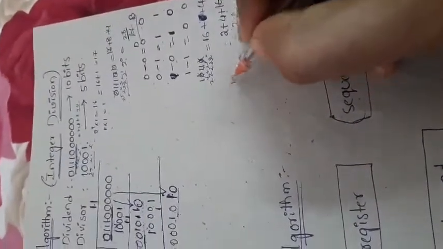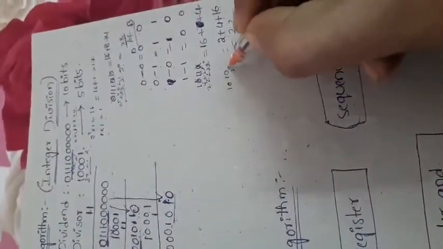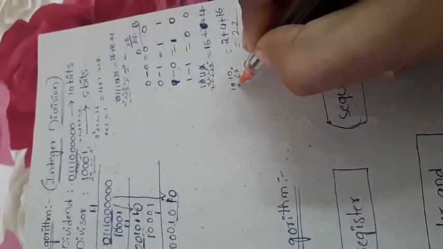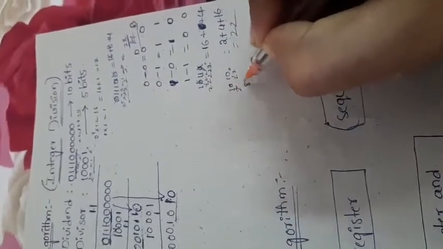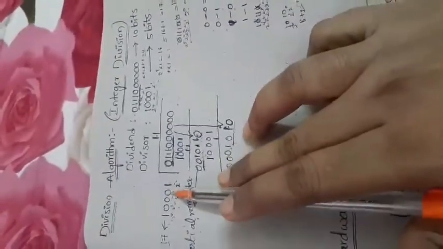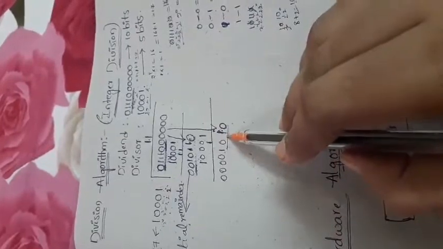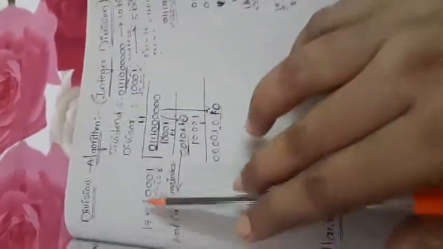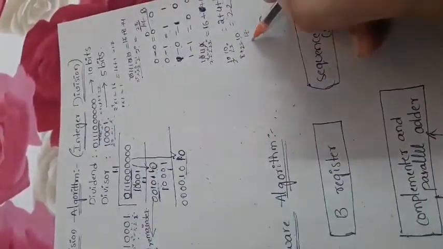So 1010 is nothing but generally 10, right? In decimal notation what is the 1010 number? So 2 power 0, 2 power 1, 2 power 2, 2 power 3. So 2 power 3 is 8 and 2 power 1 is 2. So that is nothing but 10. So 10 is lesser than the 17, right? That's why the dividend number is lesser than the divisor number. So at that time subtraction is not possible. 10 minus 17 is not possible, right?